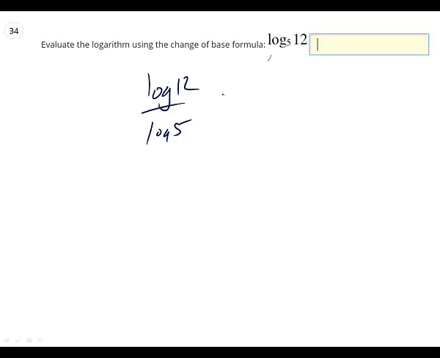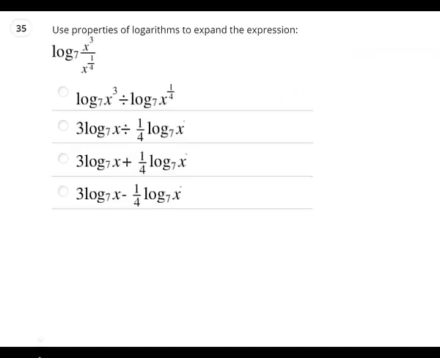Okay, what do we get for the number? 1.544. Yeah. All right, everybody good with 34? All right, 35. We're going to use properties of logs to expand.